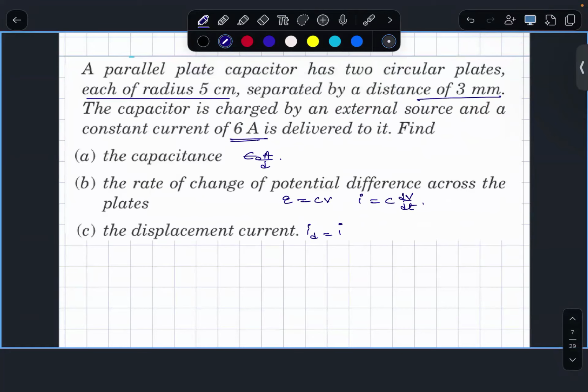Any doubts? Boys and girls, any doubts? Right.